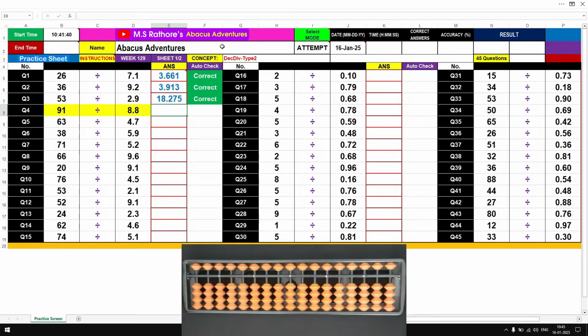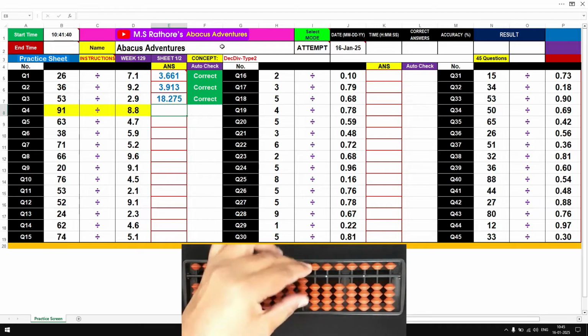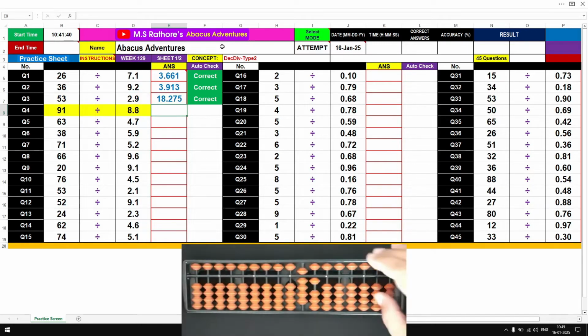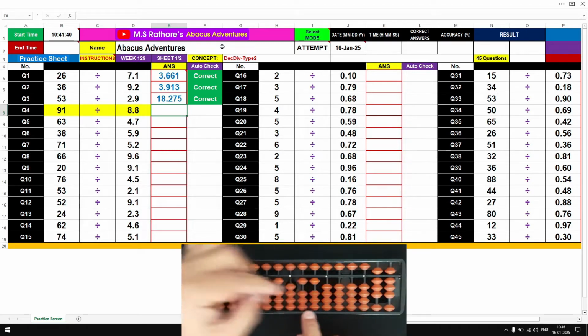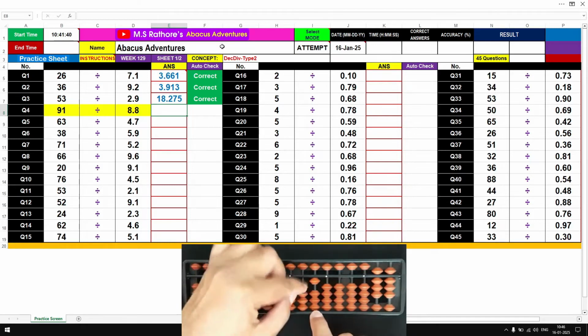Question number 4, 91 divided by 8.8. Let's place 91 from rod number 0 divided by 88, because 8.8 becomes 88, and the normal rules of division apply now. My finger is below 9. 8 1s are minus 8, shifted. 8 1s are minus 8.